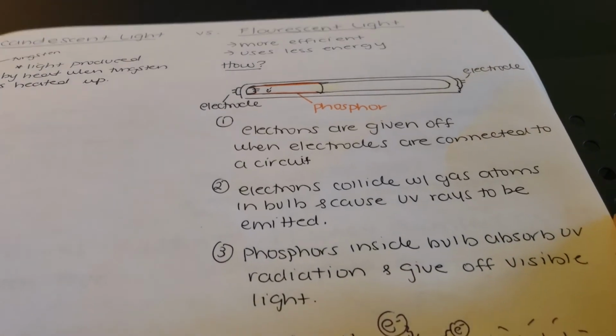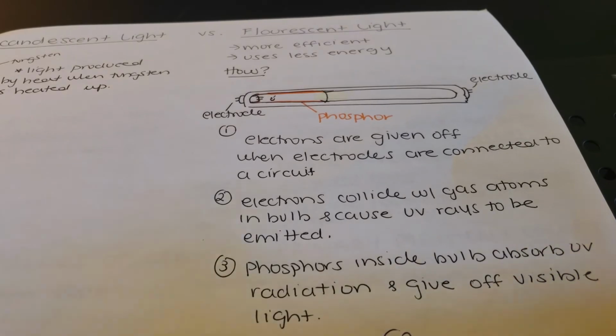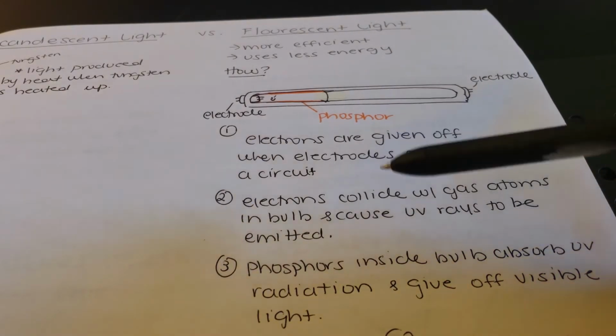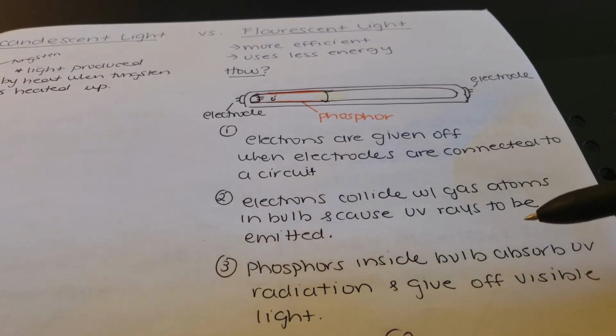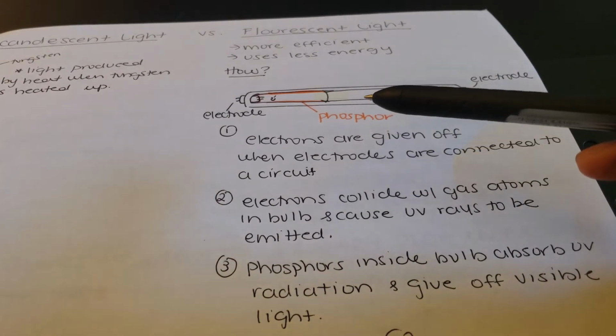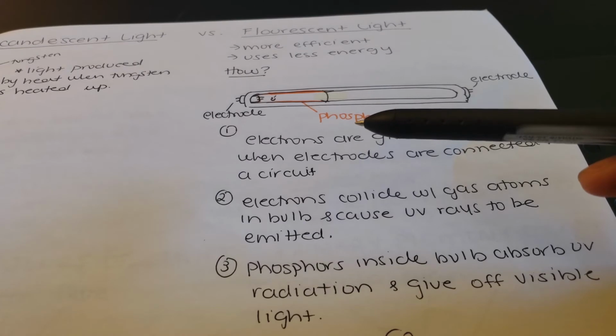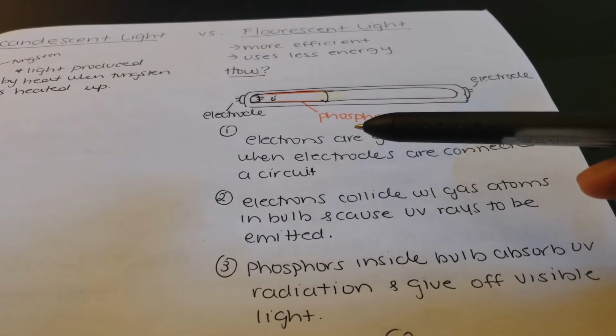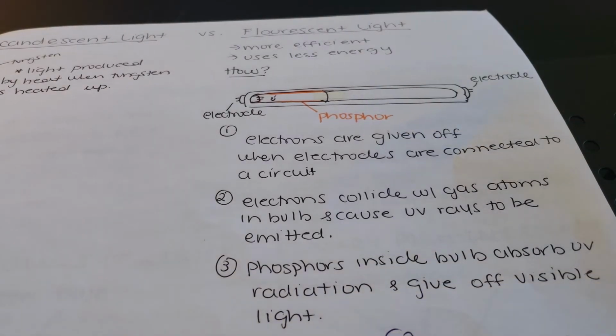So now, where does the phosphorus that's painted inside of this bulb come into play? When that UV radiation is released, the phosphorus inside of that bulb is going to absorb that UV radiation, and it's going to give off visible light, which is what we see when we're in the classroom, okay? So I'm going to repeat it one more time.